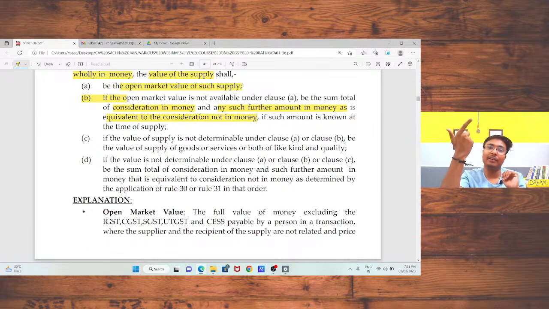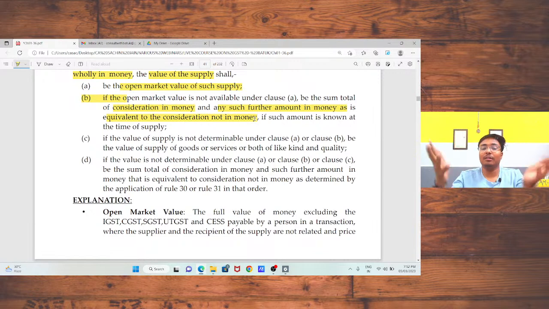First option, open market value. If open market value is not available, in that case, I may pay the tax on the money part plus I need to convert the monetary value of that particular product. Okay, so I need to pay the tax on 30,000.